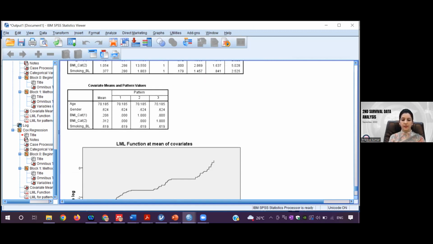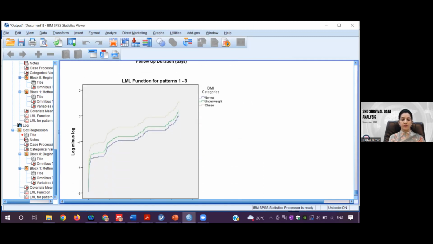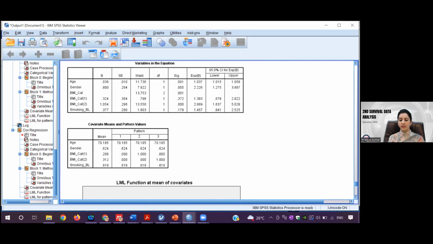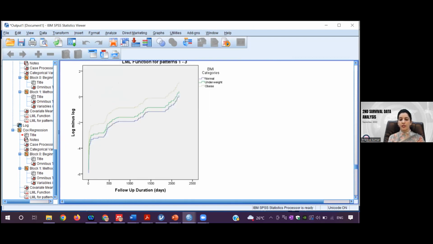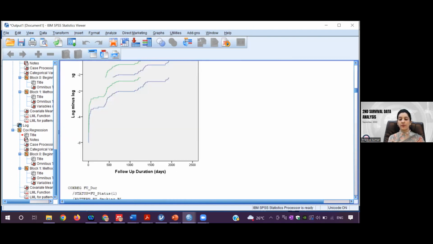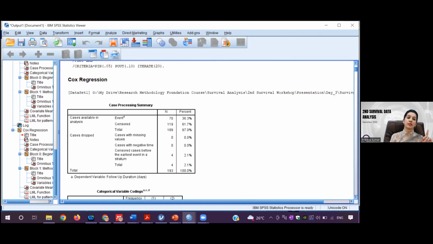So this is the interpretation. And this LML function, we have seen how we plot it for every variable. Have you understood all these concepts? Then I'll tell you how to do it in JAMOVI. Or do you want me to repeat?